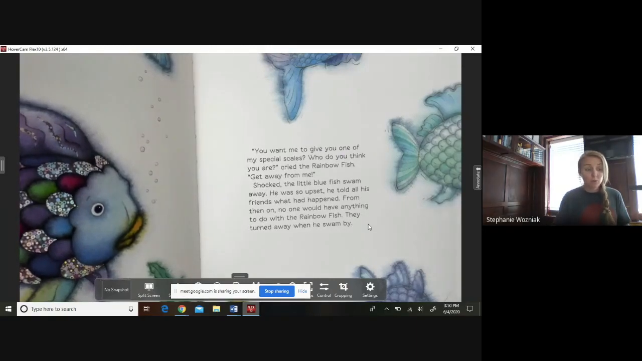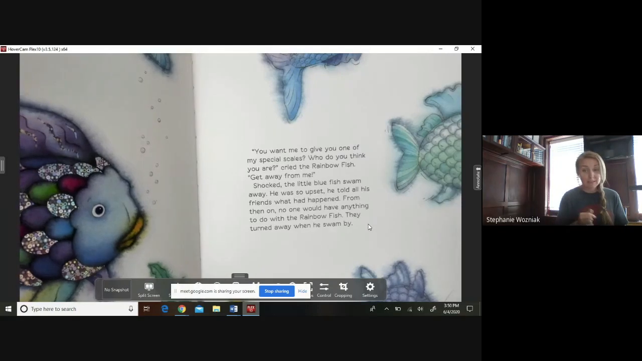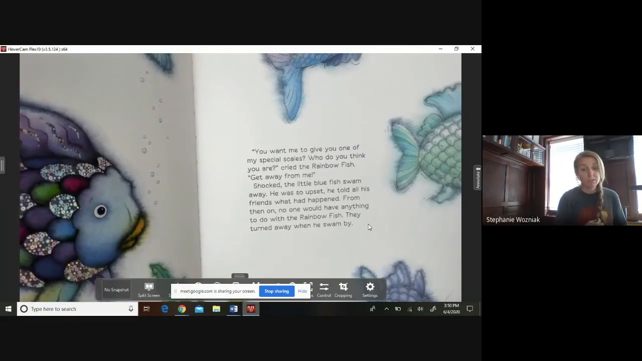They turned away when he swam by. What does Rainbow Fish's actions tell you about her? And what does the little blue fish do that shows you he's upset?